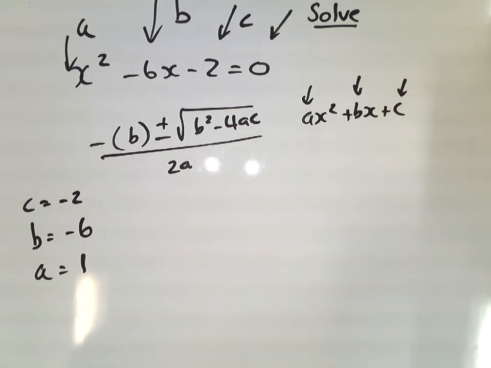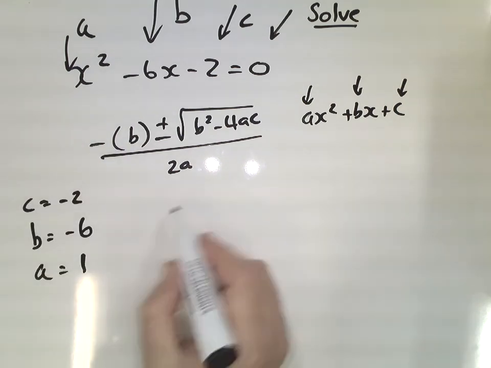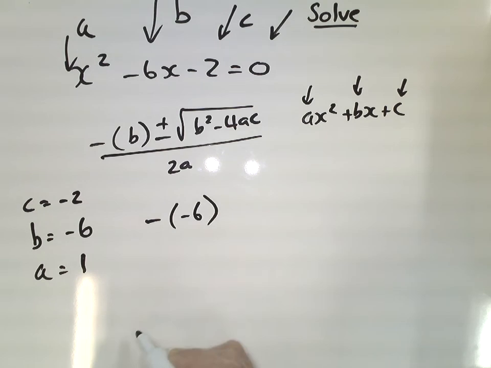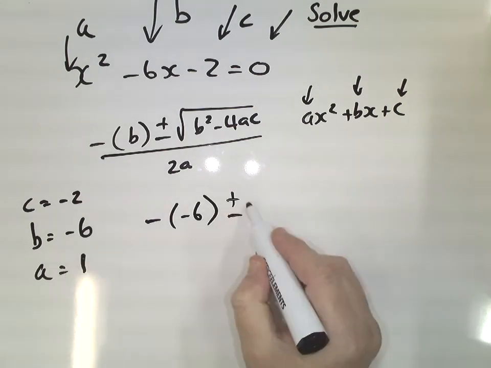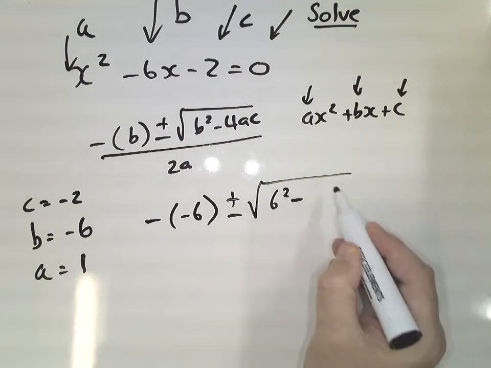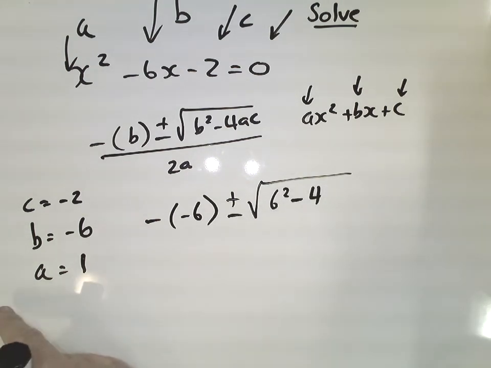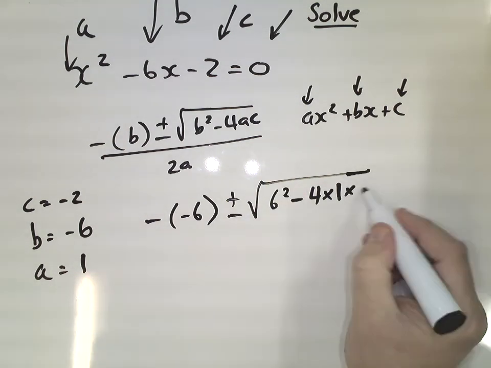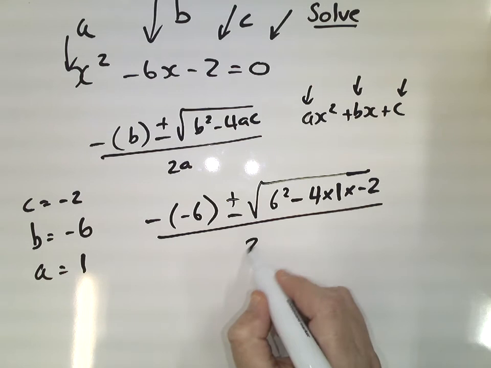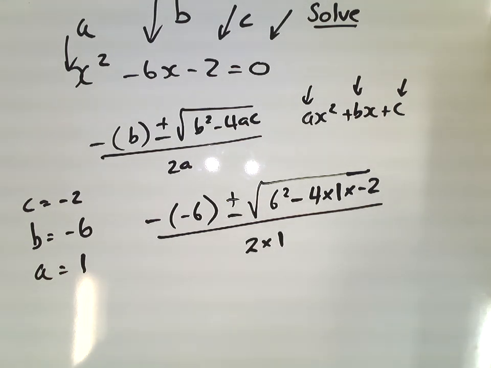Okay, so what we need to do is put these into the formula. We're going to get minus negative 6, because the minus is in the formula, plus or minus, I'll explain that in just a minute, and then we're going to get 6 squared minus 4. Now, a is 1, so times 1, and then times c, which is negative 2, and then over 2 times 1. So let's tidy some things up. What does negative negative 6 make? 6. That makes 6, and then we've got our plus and minus.